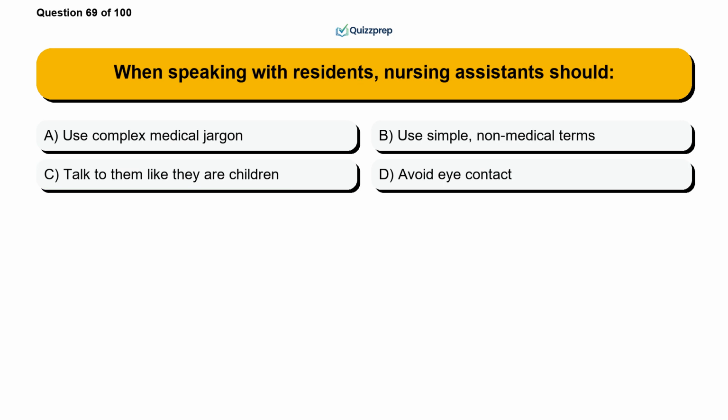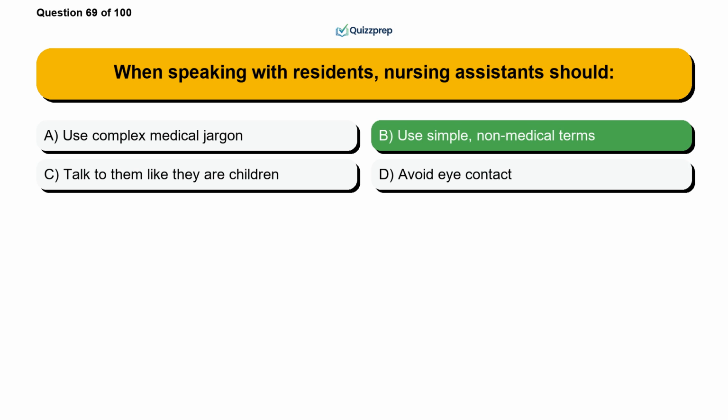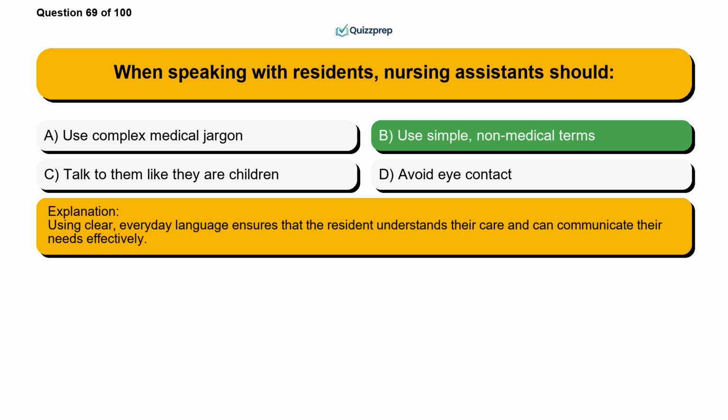Question 69. When speaking with residents, nursing assistants should: Option A, use complex medical jargon. Option B, use simple, non-medical terms. Option C, talk to them like they are children. Option D, avoid eye contact. The correct answer is option B, use simple, non-medical terms. Using clear, everyday language ensures that the resident understands their care and can communicate their needs effectively.